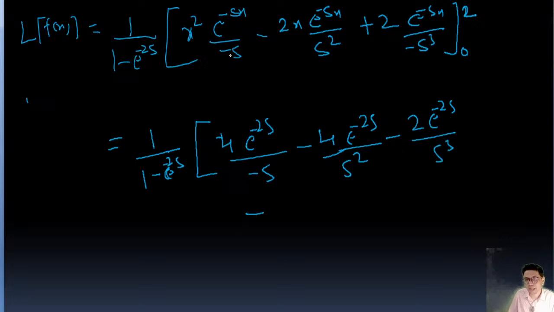Now minus this value at the lower limit: x is 0, so these terms will be 0. Minus minus is plus, and this is going to be 1 upon s cube, because e to the power 0 is 1. My apology, it's 2 upon s cube, because the 2 is also here. So this is the answer: 4 e to the power minus 2s upon minus s, minus 4 e to the power minus 2s upon s square, minus 2 e to the power minus 2s upon s cube, plus 2 upon s cube. Okay, so this is the answer, guys.